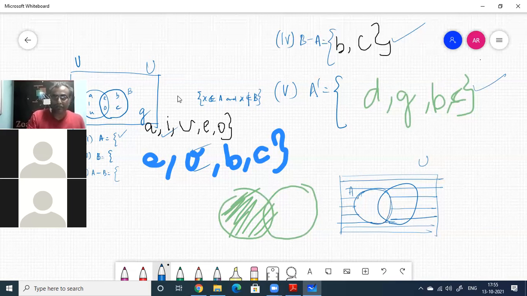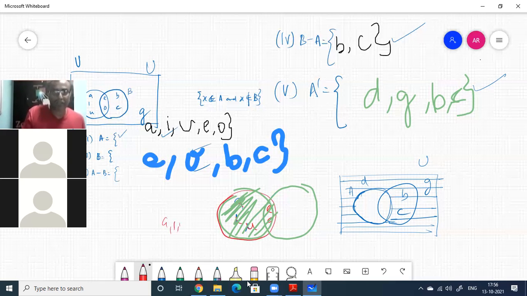Everything that is not A only is shaded. Okay, so D is here, G is here, B is here, C is here. That's why you are getting all of that. If you shade all that is in A, you will get A, I, U, E, O. That only you'll get because you shaded this A, I, U, E, O. Then only that is the set.